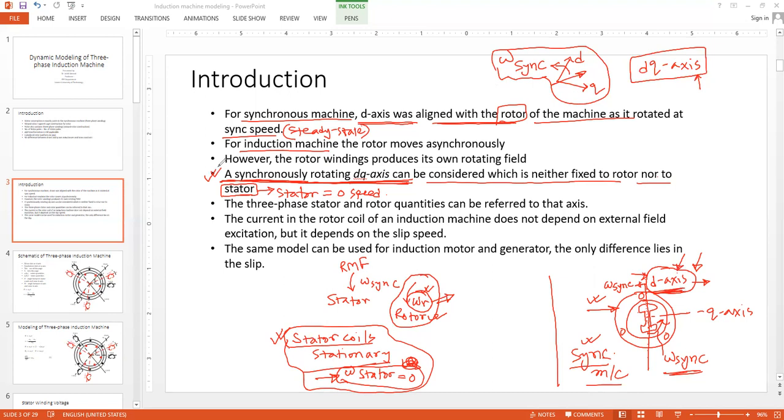And what would be the benefit now? If we can bring this new set of axes, the DQ axis, running at synchronous speed into the picture, then stator quantities, which are stationary, we can bring to the DQ axis. We can transform them into DQ axis quantities. Rotor quantities, which are running at non-synchronous or asynchronous speed, we can also map to the DQ axis. So this is the benefit. The DQ axis is moving at synchronous speed.